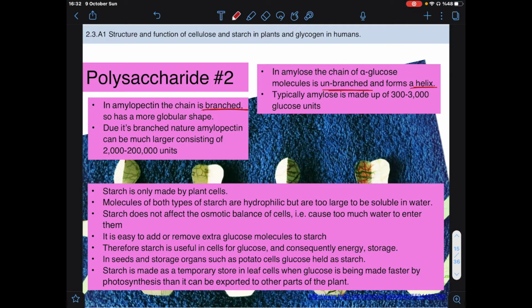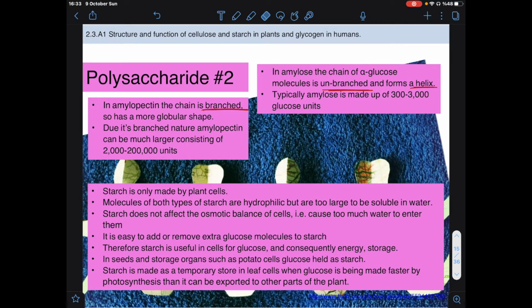So let's talk about the function of starch. It's only made by plant cells, and it is the storage of energy in plants. So glucose is held as starch in seeds and storage organs such as potato cells.